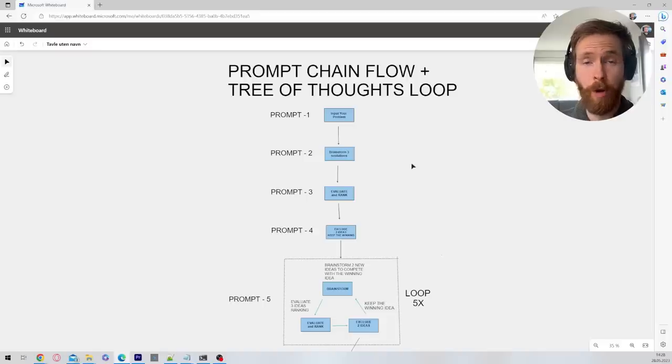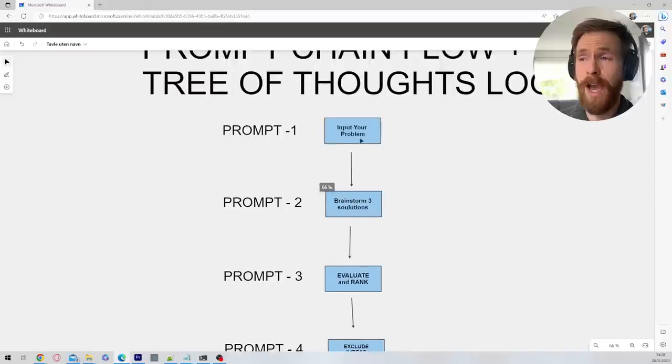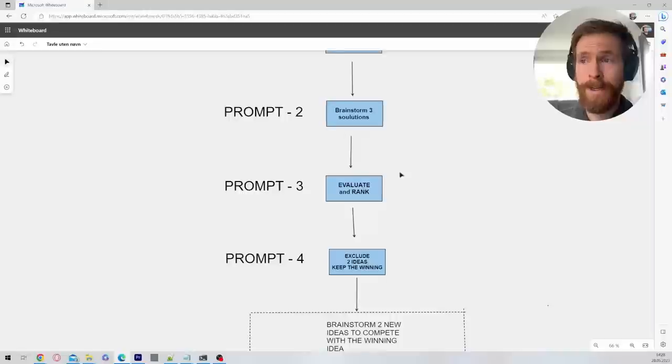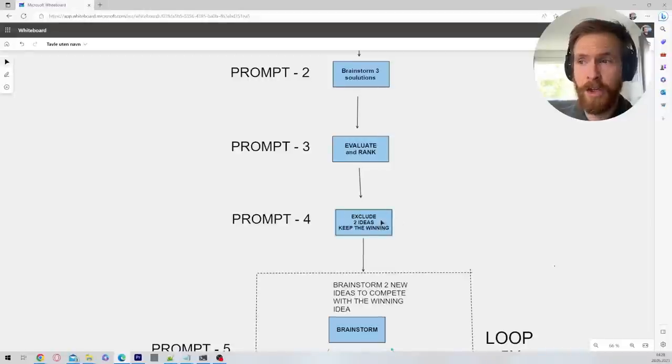Let's start by looking at the prompt chain flow and the tree of thoughts loop. So the first prompt is basically gonna be our problem, right? And the second prompt is gonna brainstorm 3 solutions to that problem. Remember, this is a chain, so in prompt 3, we're gonna get GPT-4 or ChatGPT to evaluate each solution and give them a rank. Let's say they give them a rank of 1 to 100. And we're gonna exclude the 2 ideas with the lowest rank in prompt 4 and keep the winning one.